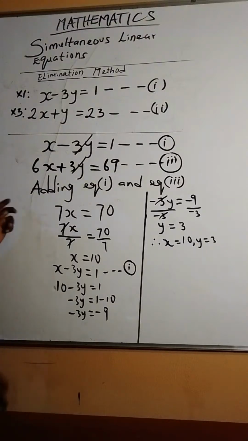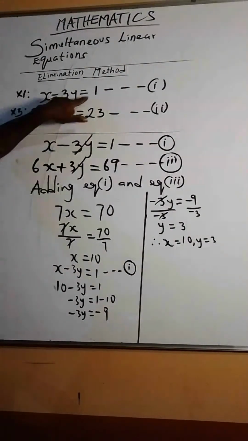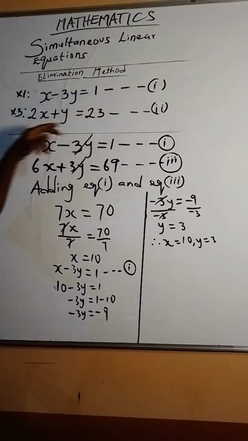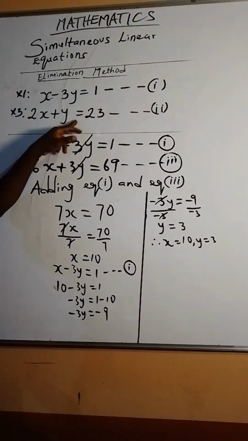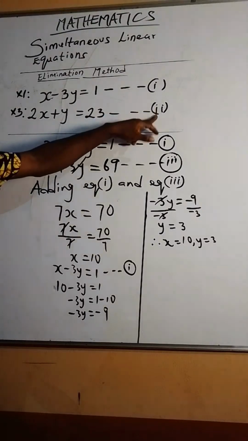Now, let me repeat what I've done previously. Here, we are given x minus 3y equals 1. This is our equation 1. And we are given 2x plus y equals 23. And this is equation 2.